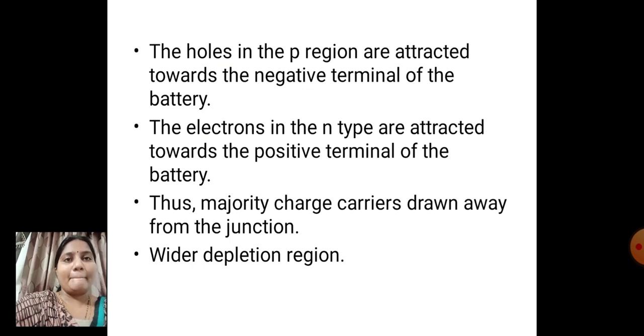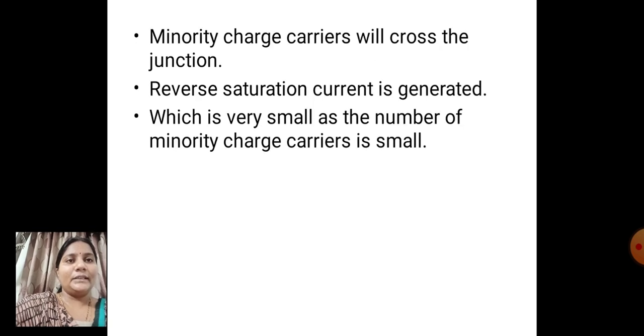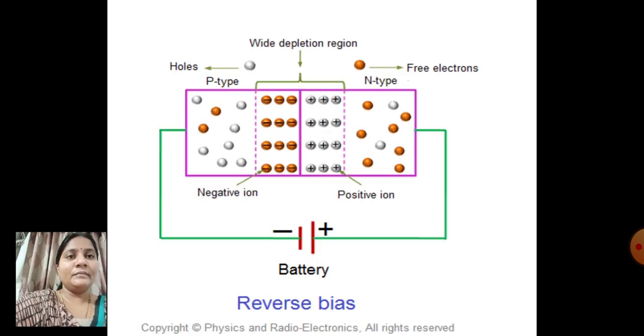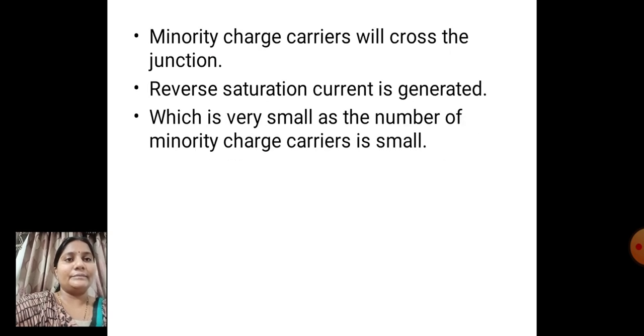Clear? This is explained in a few topics here. Please go through this and read about minority charge carriers and reverse saturation current, and hence the current conducted in the forward bias is known as forward current, and the current conducted in the reverse bias condition is known as reverse current or reverse saturation current. Clear?